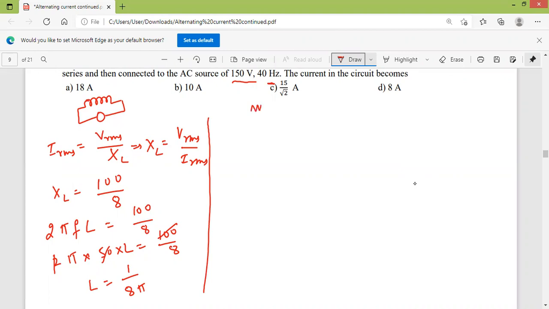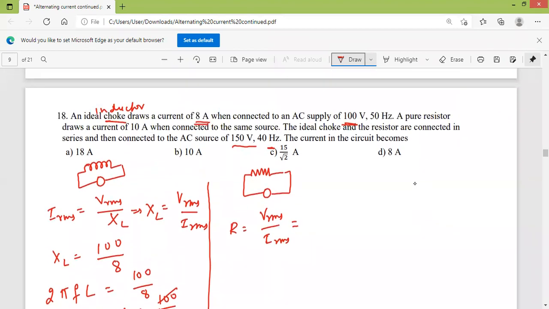If only a pure resistor is connected to the same source, then the resistance is equal to VRMS divided by IRMS. The current is given as 10 ampere, and the voltage is the same, 100. So the resistance is 100 divided by 10, which is equal to 10.